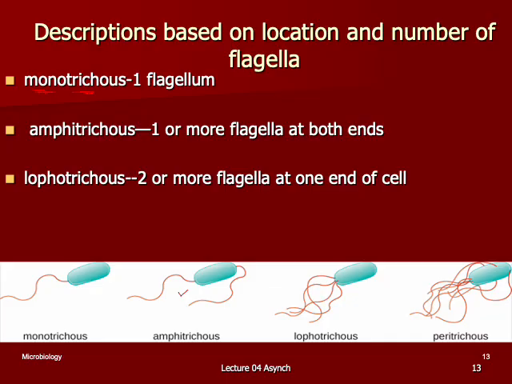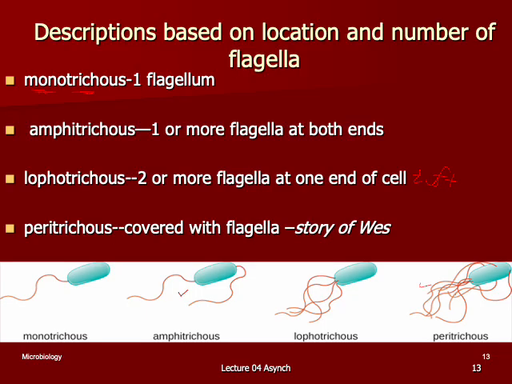Lophotrichous means you've got a lot of flagella, but they're only at one end. So here's lophotrichous. I think lophotrichous is like saying you have a tuft, a tuft of flagella at one end only. And finally, some bacteria are covered all the way around. Think of perimeter, all around the perimeter of the cell. So we say they're peritrichous.